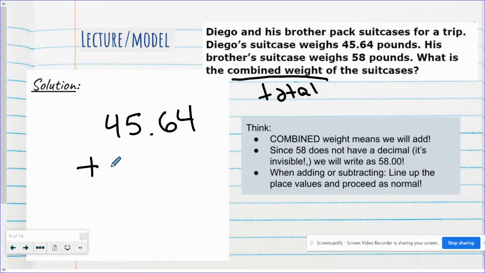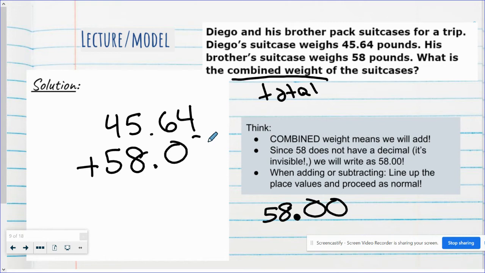Now I know what you're thinking, Miss Livingstone, there is not a decimal point after the 58. We're going to make one. There is an invisible decimal point after every single whole number. 58 and 58.00 are the same thing. Think about it like money.